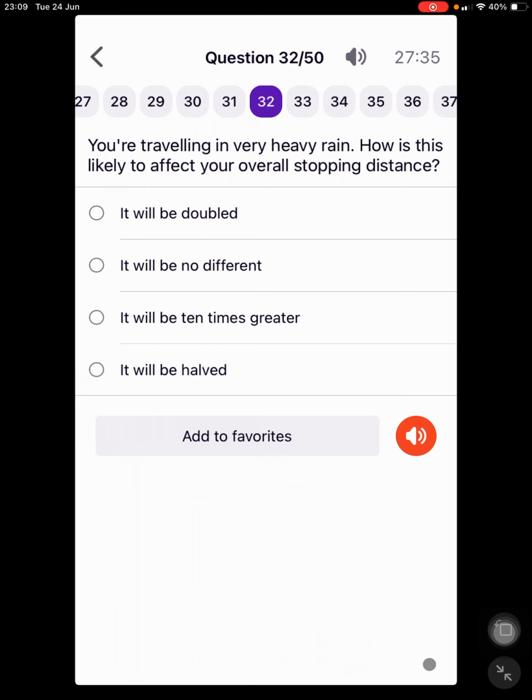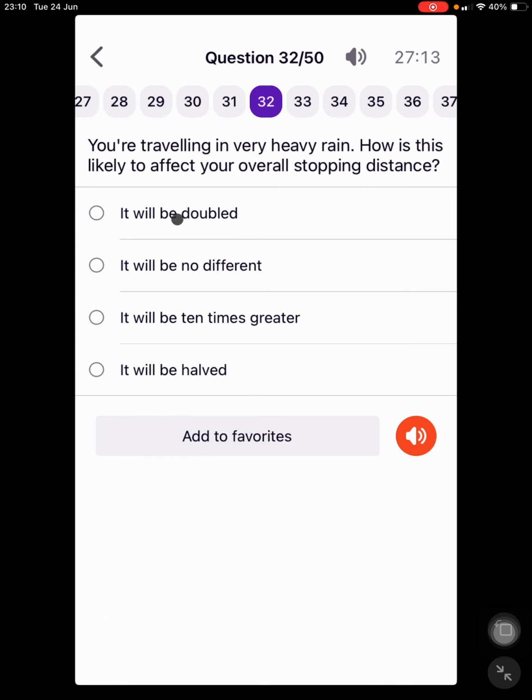You're traveling in very heavy rain. How is this likely to affect your overall stopping distance? It will be doubled. It will be no different. It will be 10 times greater. It will be hard. You're traveling in heavy rain. How is this likely to affect your overall stopping distance?